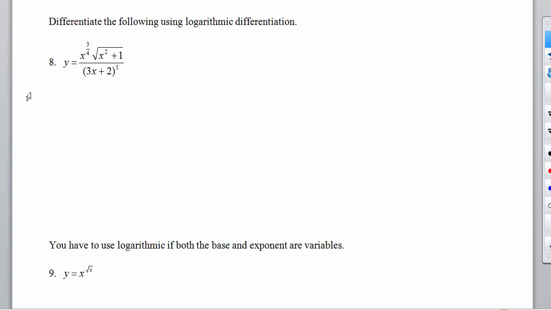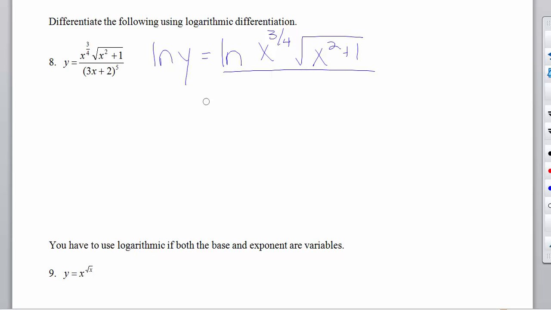So the first step is I would take the natural log of both sides, so I have the natural log of y. That way I could rewrite the right side in terms of logs, applying the laws of logs to the problem. Oops. So just take the natural log of both sides. That's all I did. Nice, neat answer right there.